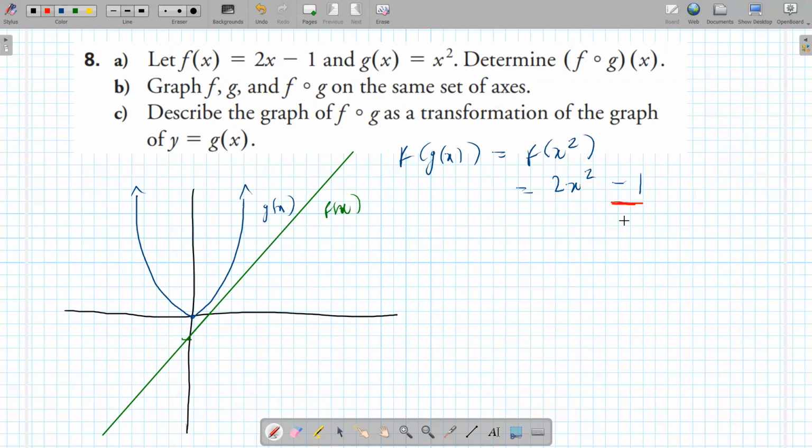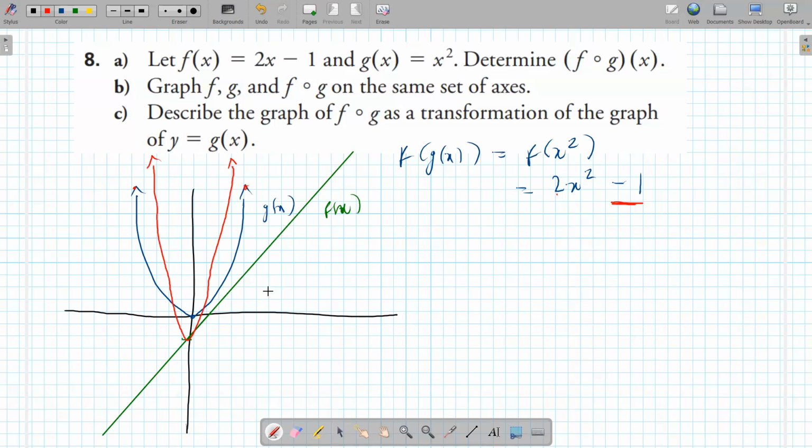Does this minus 1 pull it left, right, up, down? Down. This 2 is going to pinch it, okay? Pinch these and move it up. So it's going to look something like this. You can use a table of values if you want to be precise, but these are the sketches.